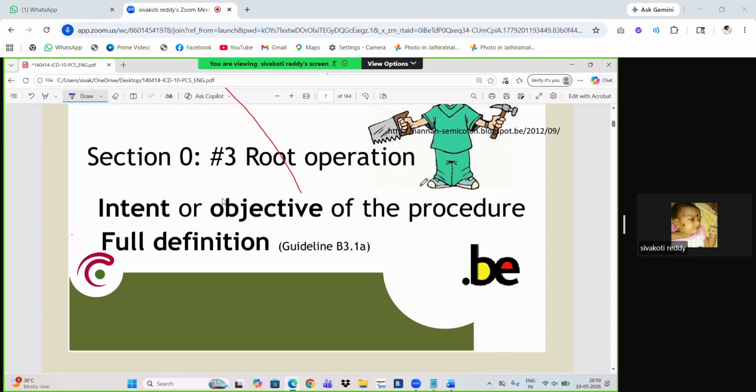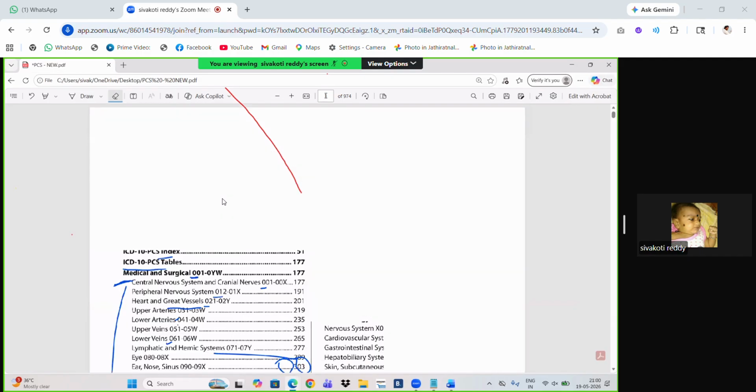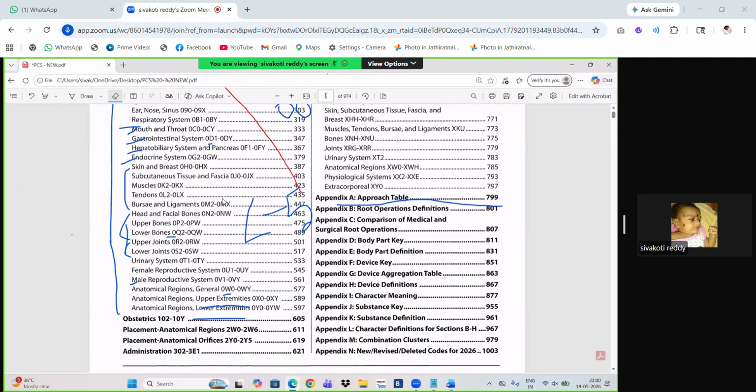In total we have 31 root operation definitions. Of these 31, 10 to 12 are important for the exam. At least we need to learn these 10 to 12 root operation definitions. You need to learn the definitions by heart. In the PCS book, if you open the table of contents, at the start is appendix A, the approach table, and appendix B is the root operation definitions.